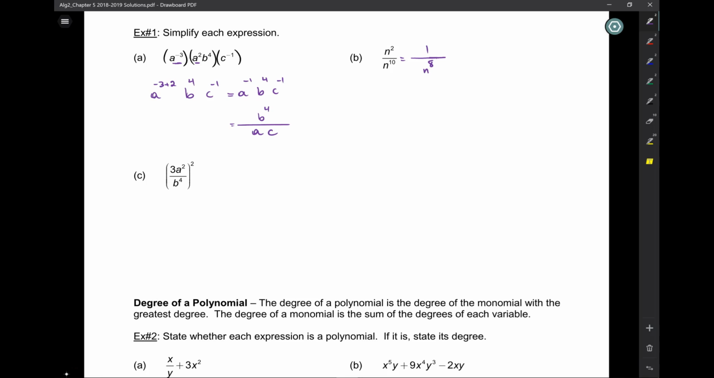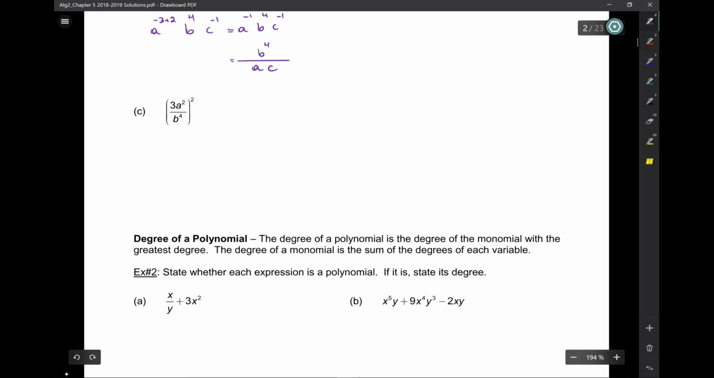So basically the way I look at it is, okay, definitely going to subtract the exponents. 10 minus 2 is 8. Where are there more n's, top or bottom? Bottom. So the n to the 8 will live on the bottom. Okay? All right. Who does this exponent of 2 here belong to? Everything. Right? So it's 3 squared, which is 9.